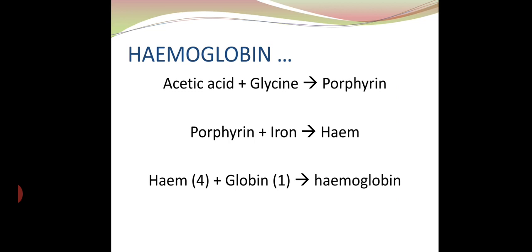Each polypeptide chain has an alpha helical secondary structure in a globin fold arrangement. This is the formation of hemoglobin. Once again, acetic acid plus glycine combine to form porphyrin. Porphyrin plus iron gives heme. Four heme plus one globin combine to form a hemoglobin molecule.